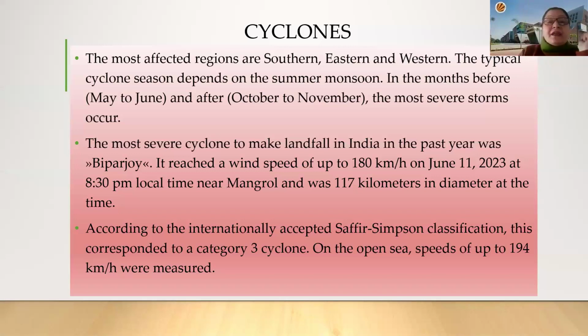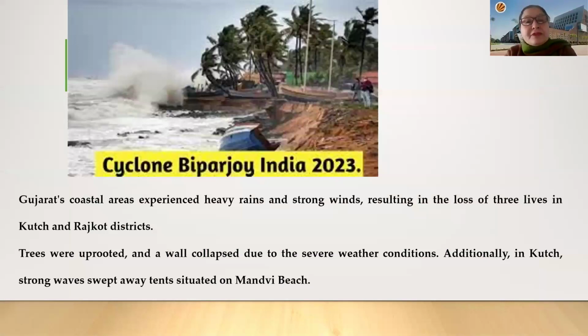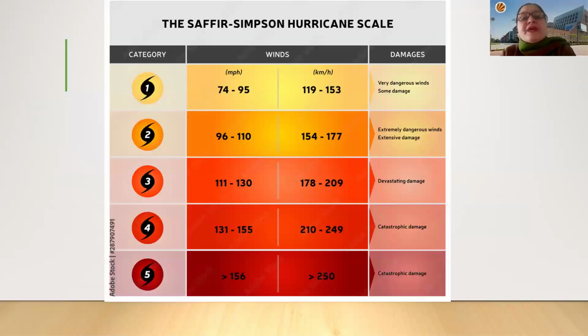You can see on the scale, Biparjoy in India 2023 affected the coastal regions of Gujarat and trees were uprooted. There were other damages also. The Saffir-Simpson Hurricane scale or storm scale has different categories from 1 to 5, with wind speed in miles per hour, kilometers per hour, and the damages related to that. In this case, the wind speed of cyclone Biparjoy was more than 79 kilometers per hour. So devastating damage was there due to this cyclone.